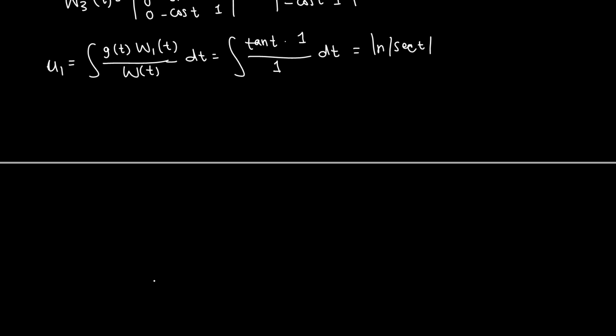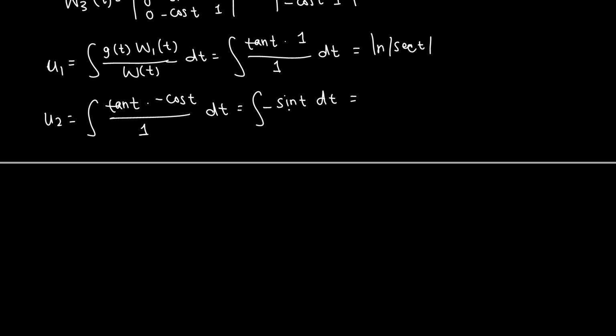Similarly, let's find U2 and U3. So U2 will be then the integral of GT, which is tangent T, times W2 now. And if you go up and see, W2 is negative cosine T over W is 1 dt. This negative can be pulled outside. Now we need to evaluate this integral. And tangent is sine over cosine. Now cosine, cosine cancel. So that's the negative sine T. And the antiderivative of sine is negative cosine, but with the negative is simply cosine.